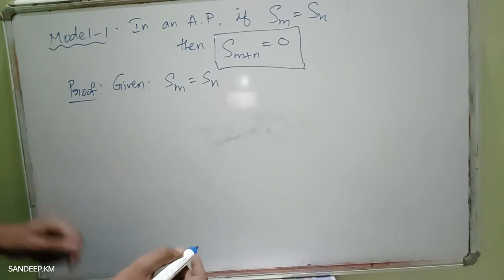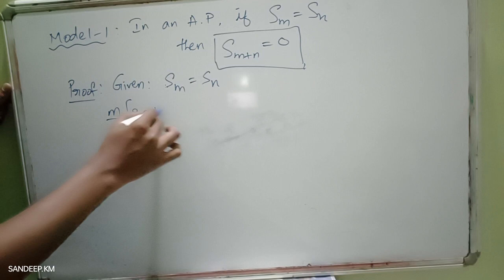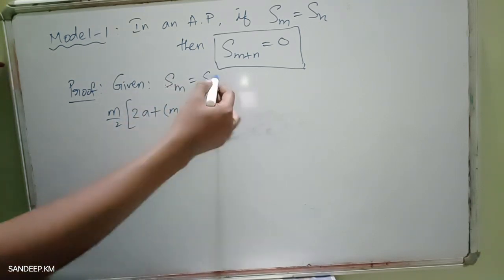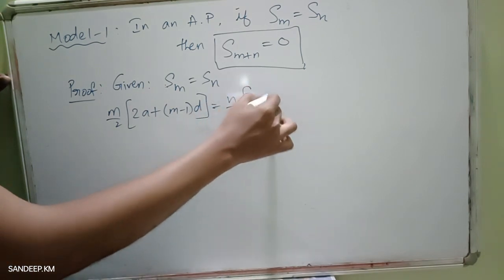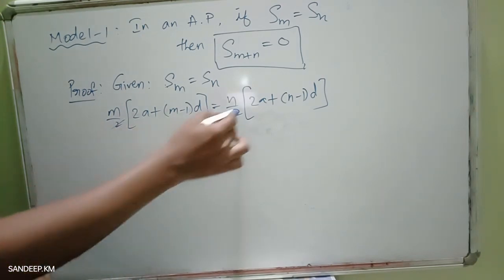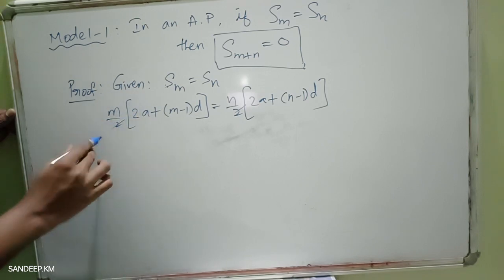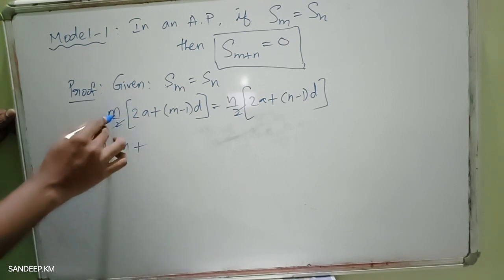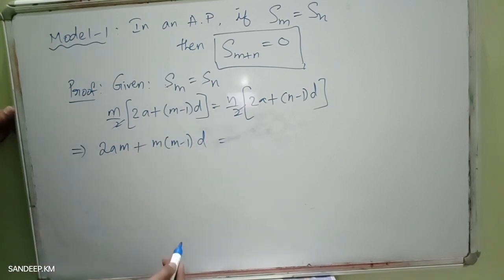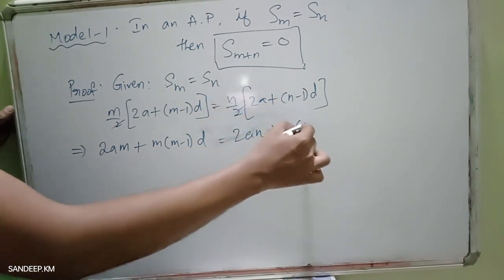Using the sum of n terms formula, Sm in an AP is m by 2 into 2a plus m minus 1 into d, equal to the sum of n terms, which is n by 2 into 2a plus n minus 1 into d. On both sides, the 2 will get cancelled. Let me expand this. What do we get? m into 2a, which means 2am, plus m into m minus 1 into d, equal to n into 2a, so 2an, plus n into n minus 1 into d.